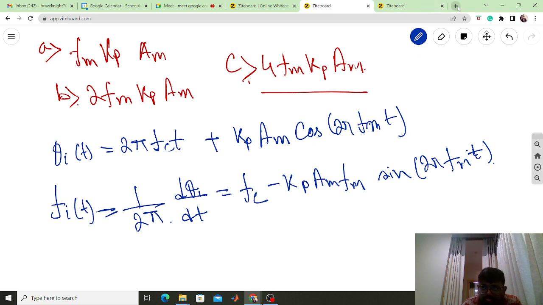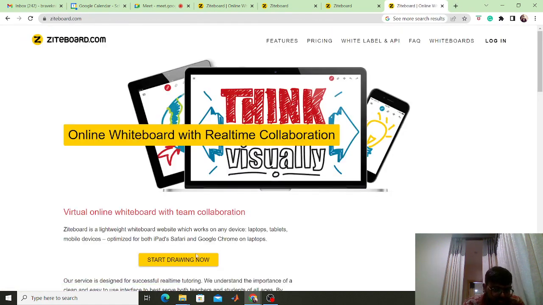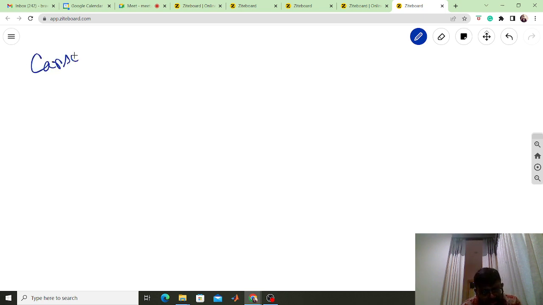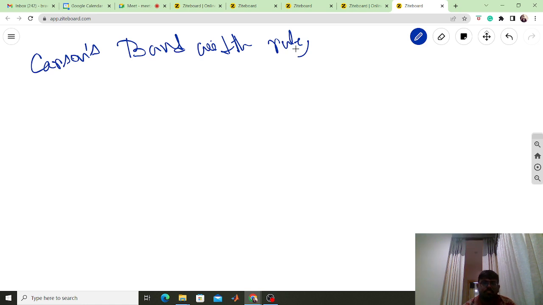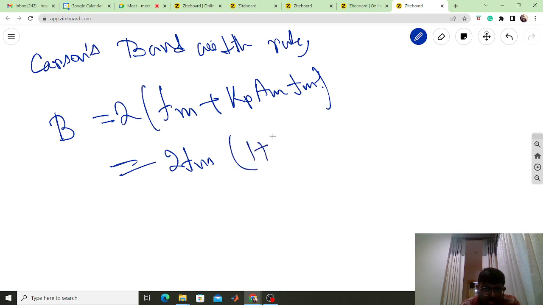Now we just use Carson's law. If we use Carson's bandwidth rule, then we can approximate the bandwidth equal to 2 into fm plus kp Am fm, that is equal to 2 fm into 1 plus kp Am.